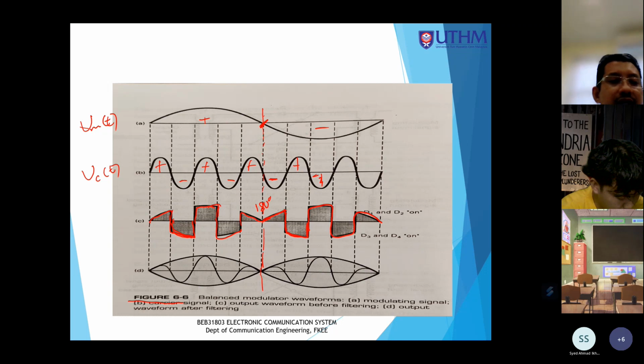Outputnya, output yang terhasil di sini adalah DSB-SC, suppressed carrier. Dan hasilnya dia tidak begitu smooth kerana output yang terhasil pada peringkat awal tidak smooth kerana dia melibatkan diode switch on and off. So kita perlukan additional components untuk menghasilkan a smooth output signal. For example, we can add another filters to make the signal smooth.